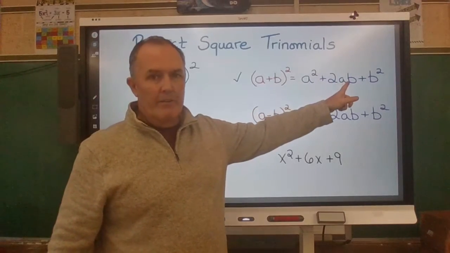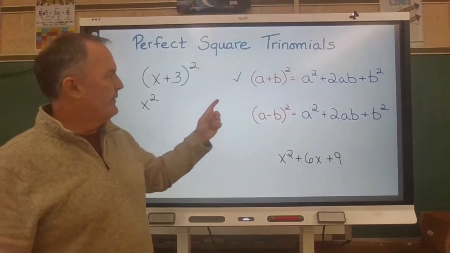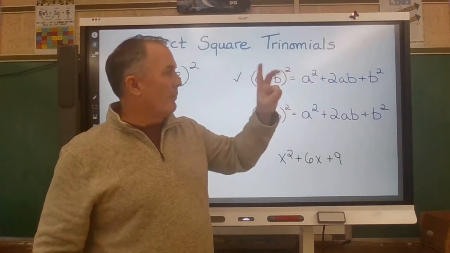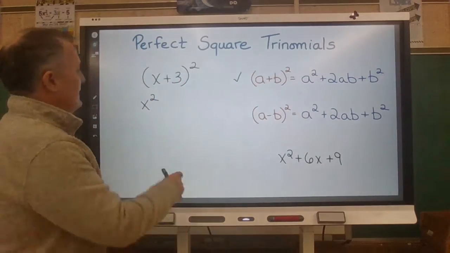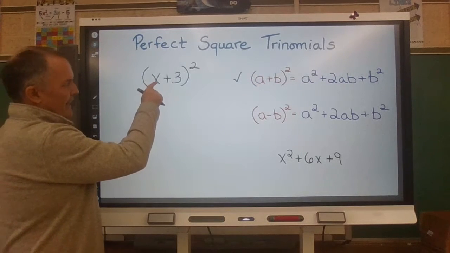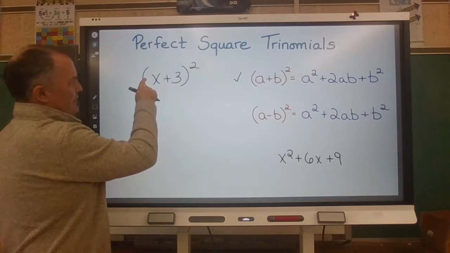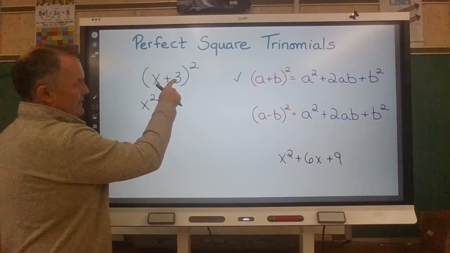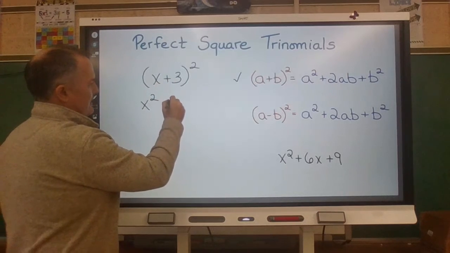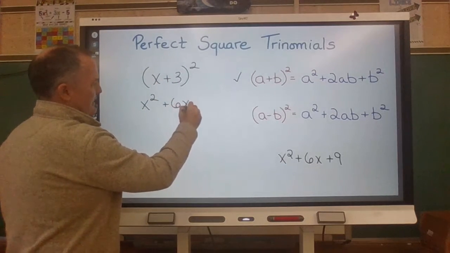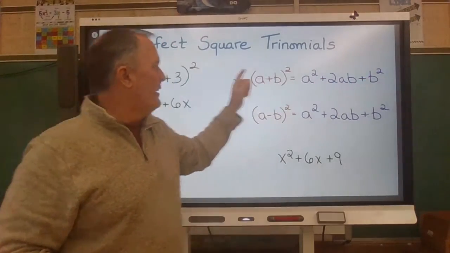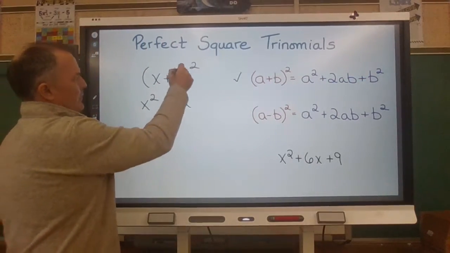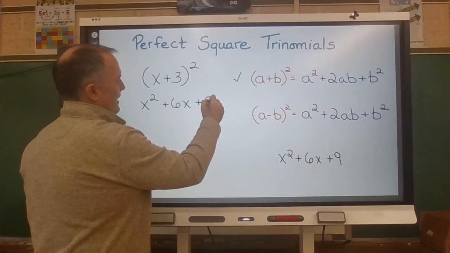Then for the middle value, which goes in the middle, we're going to multiply 2 times both of these. So 2 times x times 3. So 2 times x is 2x, times 3 is 6x. That gives us our 6x in the middle. Then we're just going to finally square the second term. So 3 squared is 9.